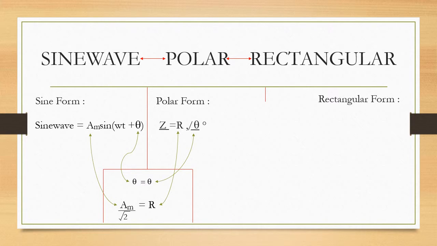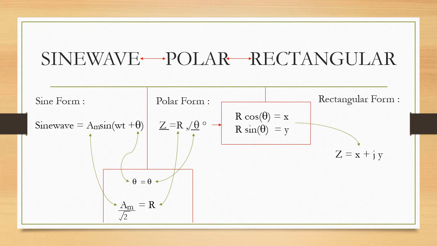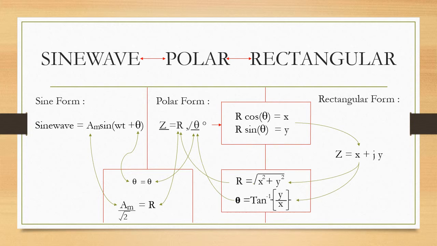But when moving between polar and rectangular, it's much more difficult. It's split up into two parts. First, from polar to rectangular, r cos theta equals x and r sin theta equals y. Then, from rectangular to polar, r equals the square root of x squared plus y squared, and theta equals tan inverse y over x.